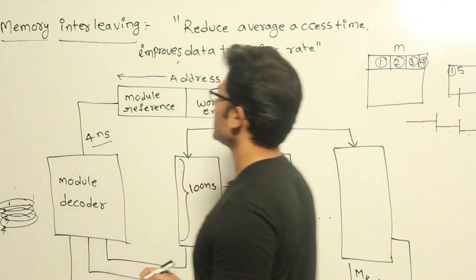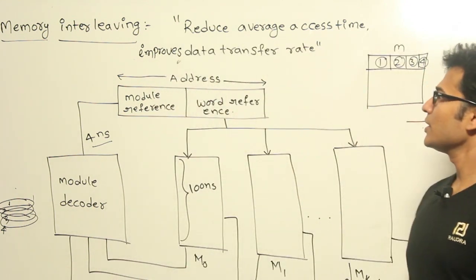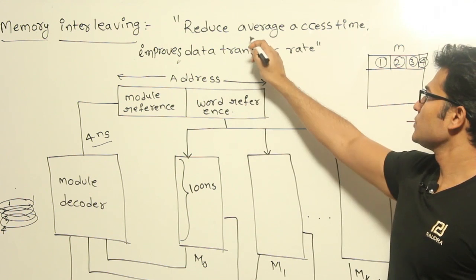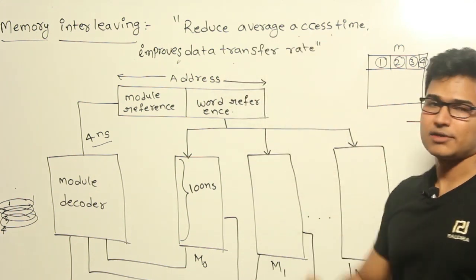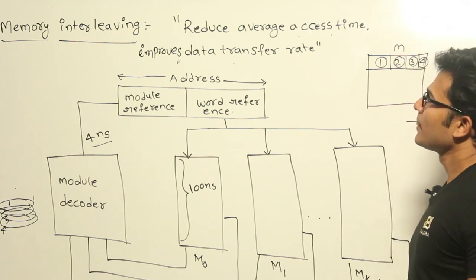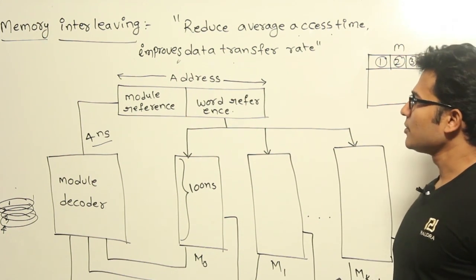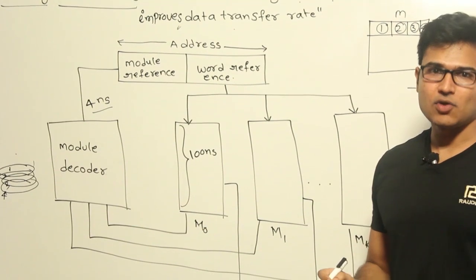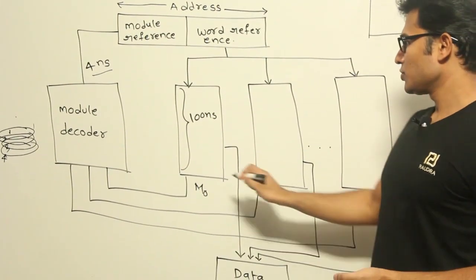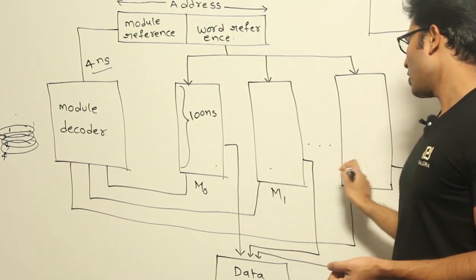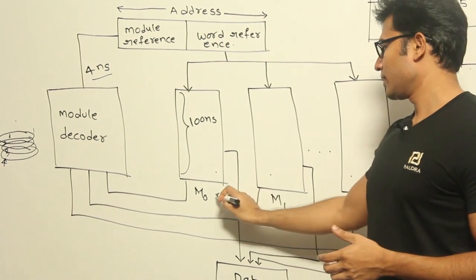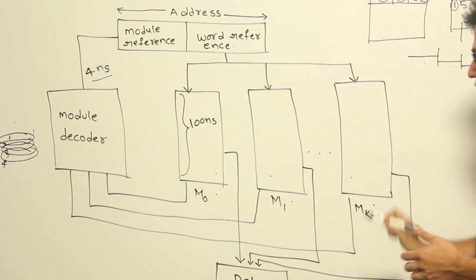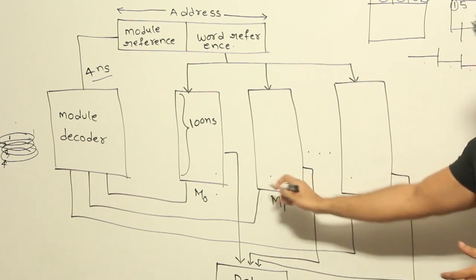Now let's see the concept here. The main advantage of memory interleaving is that it reduces the average access time and improves the data transfer rate. If you want to implement this concept, you are supposed to have memory modules, which means the entire memory has to be divided into various modules. Let us say module number 1, module number 2, and so on.